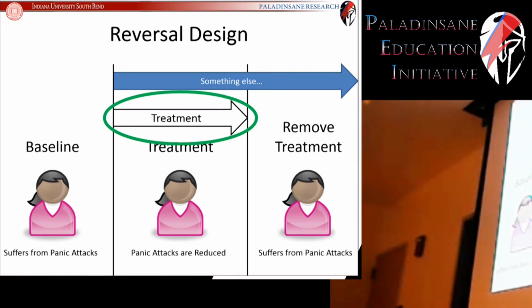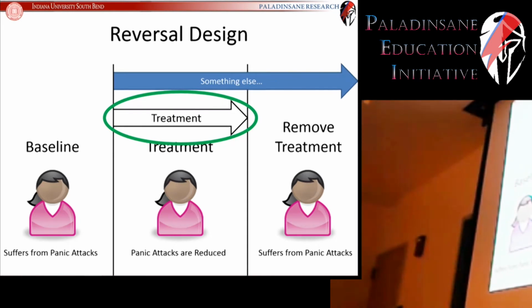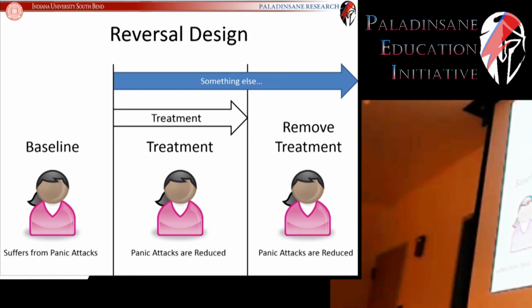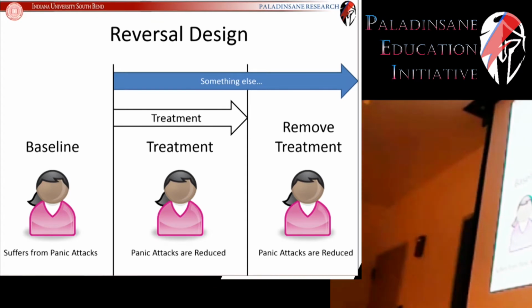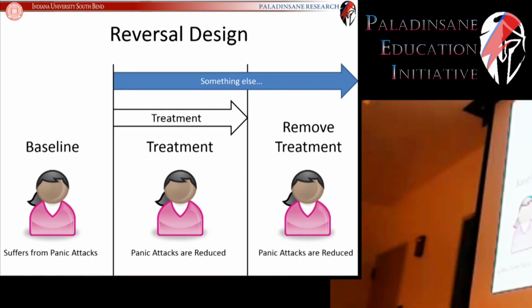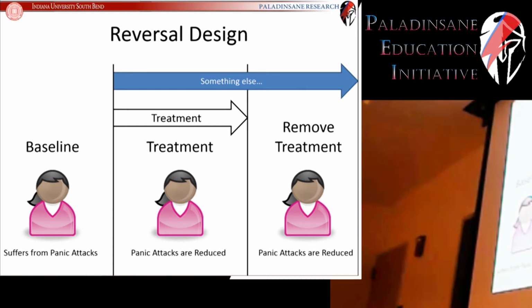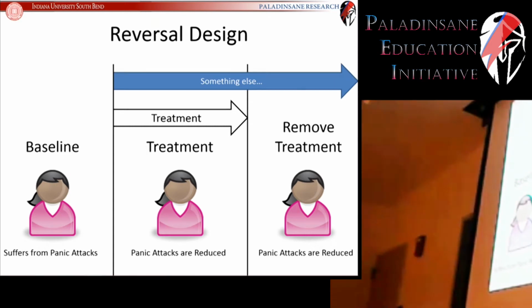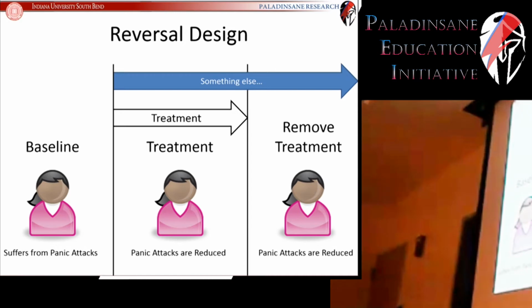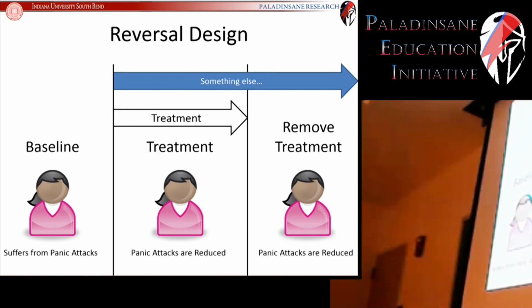On the other hand, if the panic attacks were reduced, and when you remove the treatment, the panic attacks remain reduced, right? So you tell them, don't count backwards from 20 anymore, don't breathe in through your mouth, out through your nose when you feel a panic attack coming, and they come back and their panic attacks are still reduced, then that's an indication that it's not the treatment. Because if the treatment caused the reduction, then when their treatment is gone, panic attacks should come back.